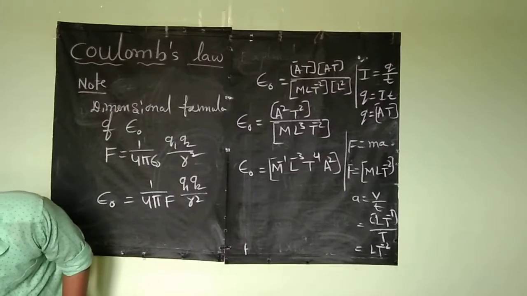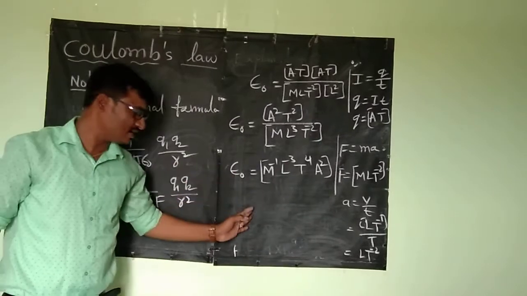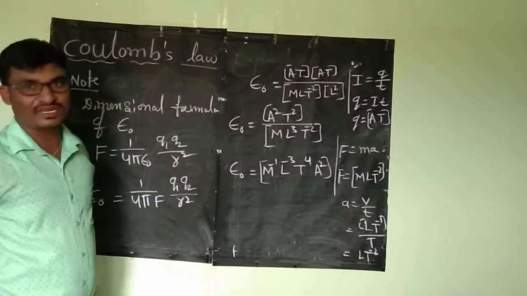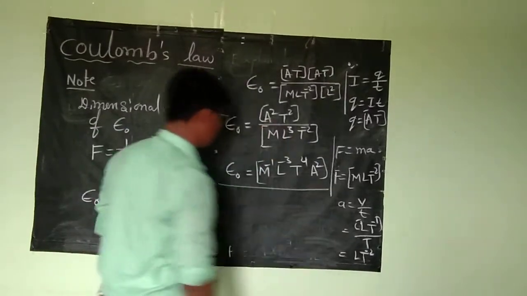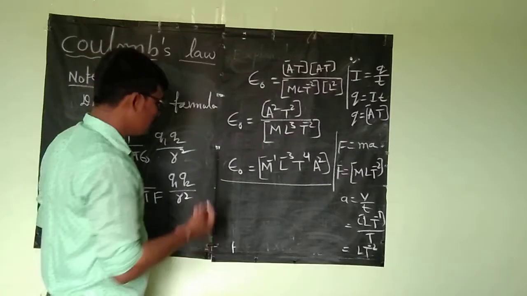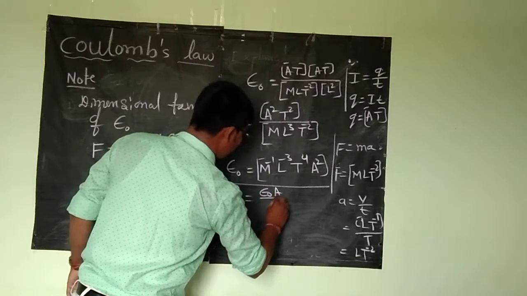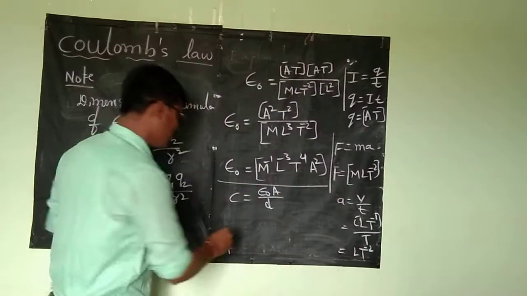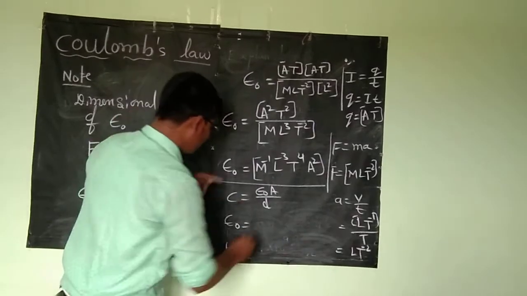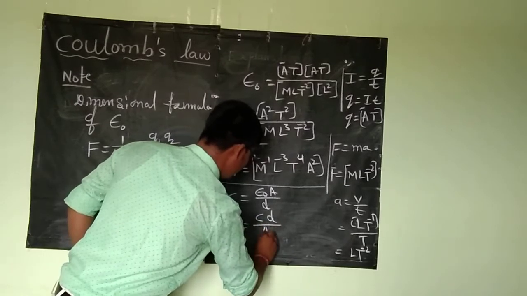In another dimensional formula also, for epsilon naught, the unit is farad per meter. Another unit we can use. This is in the second chapter, capacitance and potential. So again we can see that C is equal to epsilon naught A divided by D. We need epsilon naught here. Epsilon naught is equal to C D divided by A.